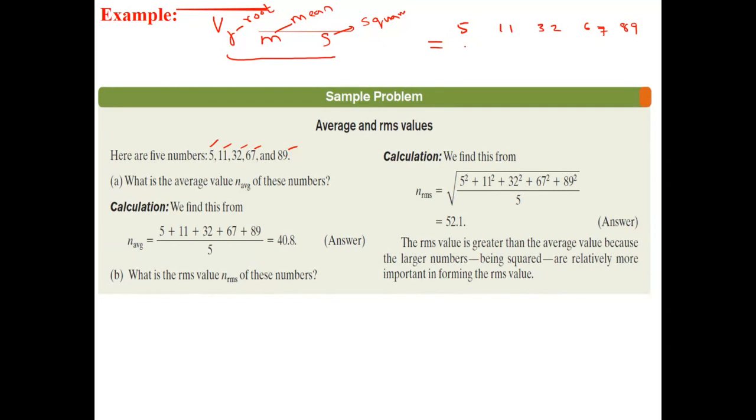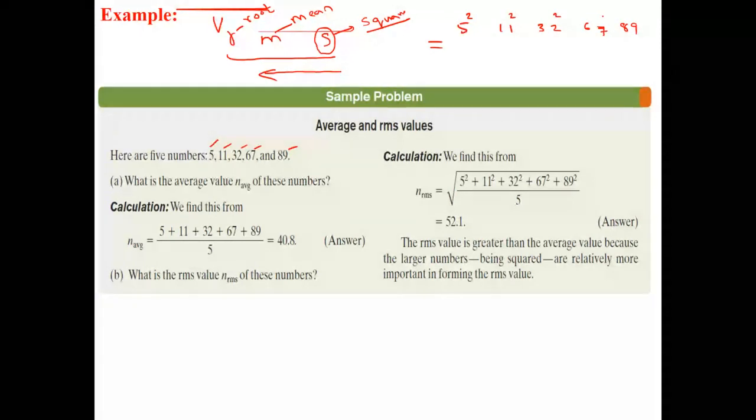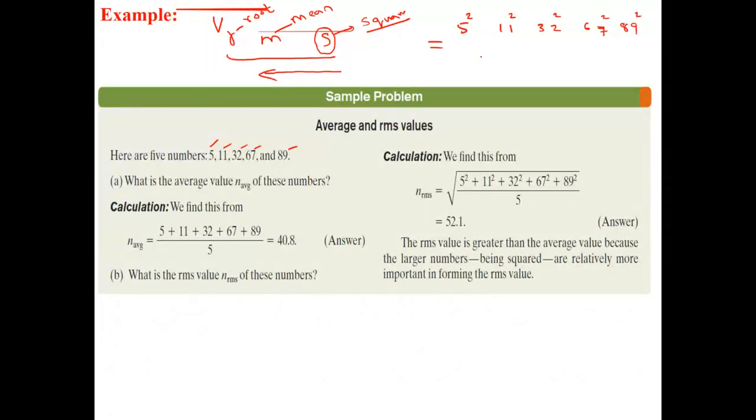How to calculate this? Go in the reverse way, in this direction, from right side to left side. What is the first letter? S. Square. So you have to square each and every number. Clear? And then what is the second letter?